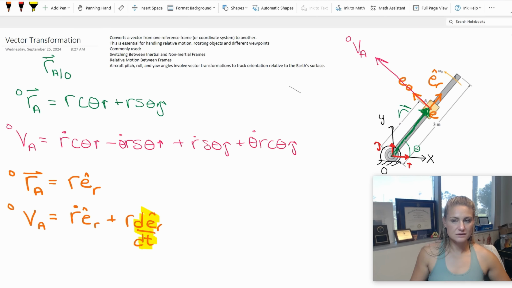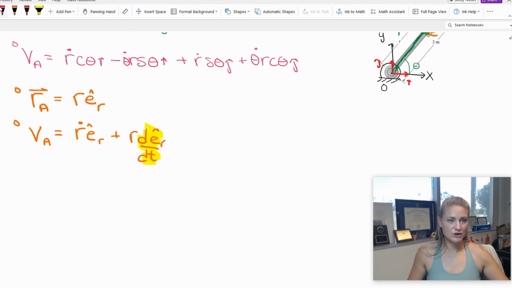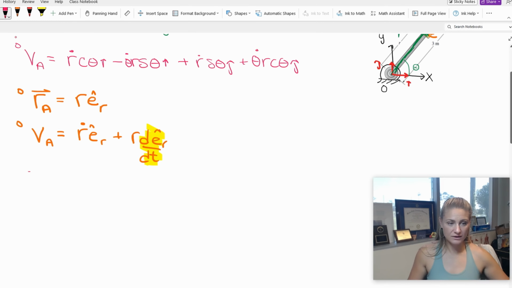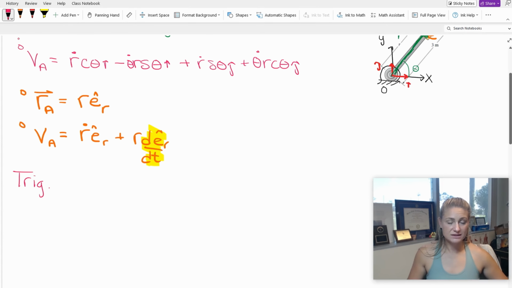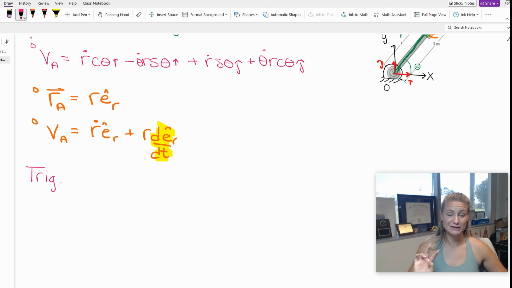Now, there are two ways to find this derivative of the variable unit vector, and that's what we're going to go over in this video. So let's go ahead and figure out what that means. The first way I'm going to show you is the way you probably already know, and this is going to be the trig. This is going to use your cosines and sines, and the second way is going to be through a cross product. Okay, so those are going to be your two methods of vector transformation that you're going to see in this video. So let's look at the trig first.